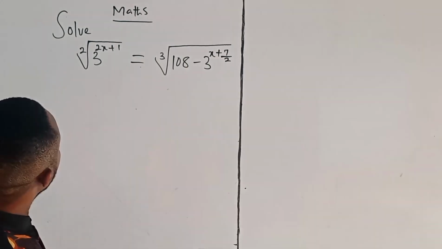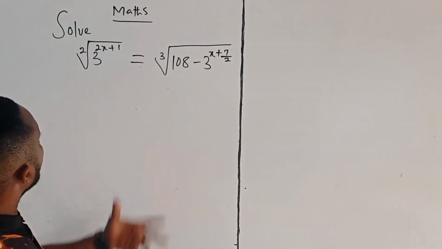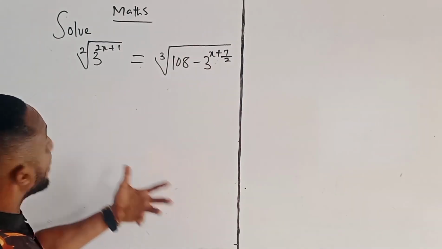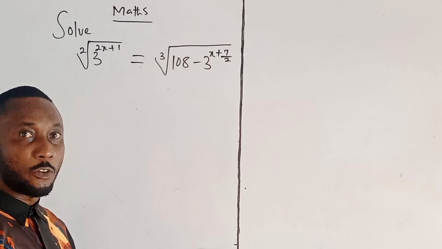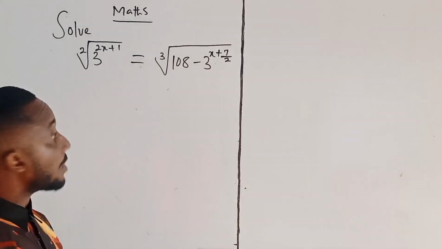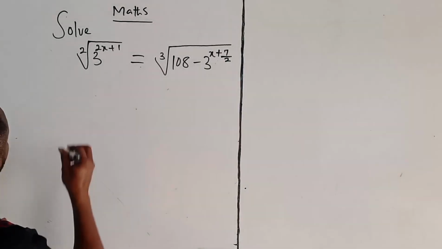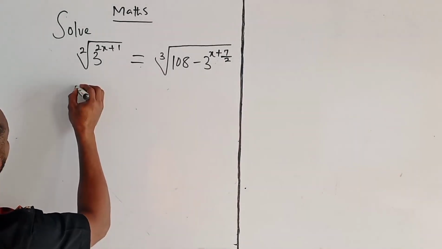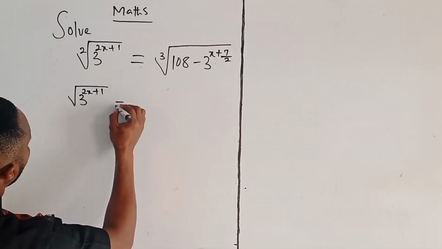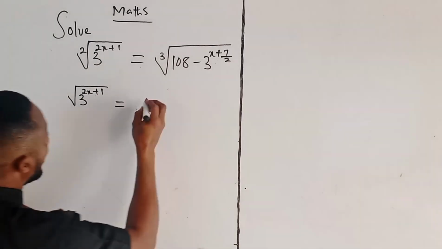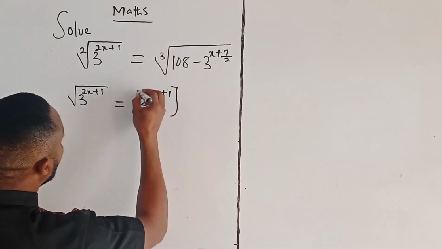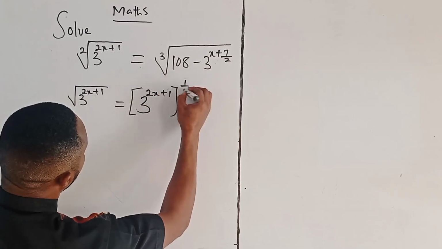So what I'm going to do to reduce the complexity, I am going to take each radical and simplify it before merging both the left-hand side and the right-hand side together. From the left-hand side, we have the square root of 3 to the 2x plus 1. If I remove the radical sign here, I will write this to be 3 to the 2x plus 1 raised to the power of half.